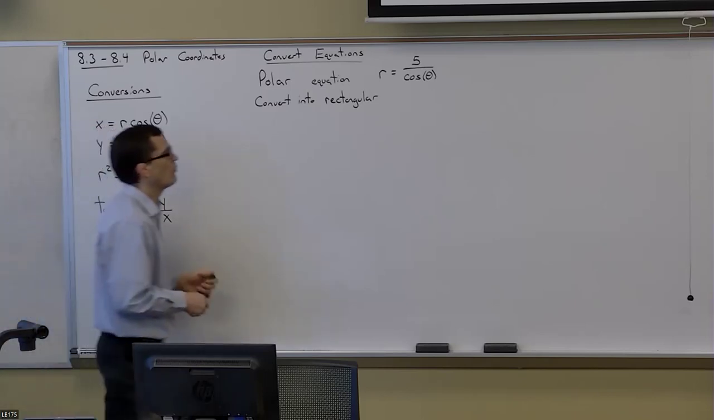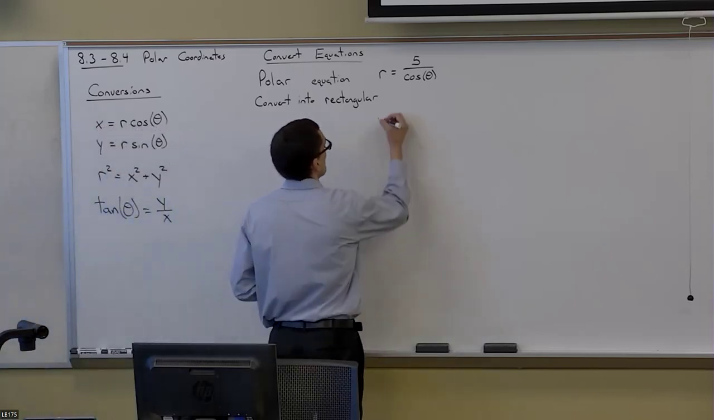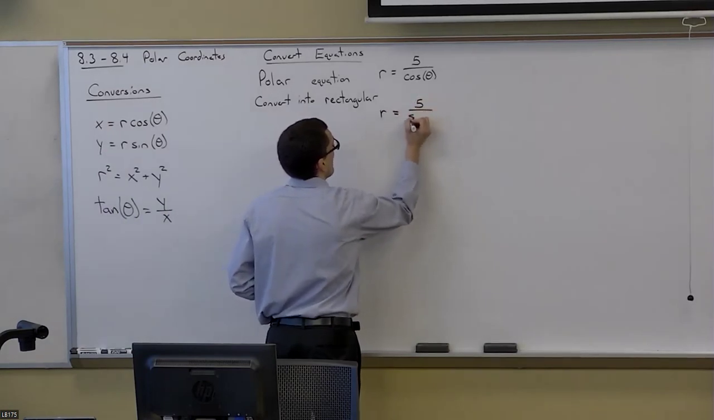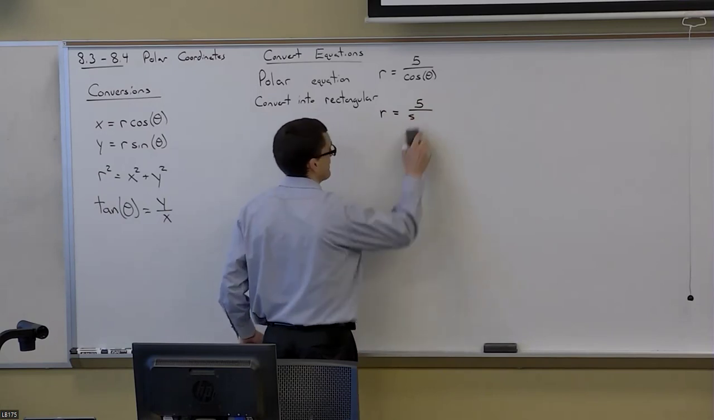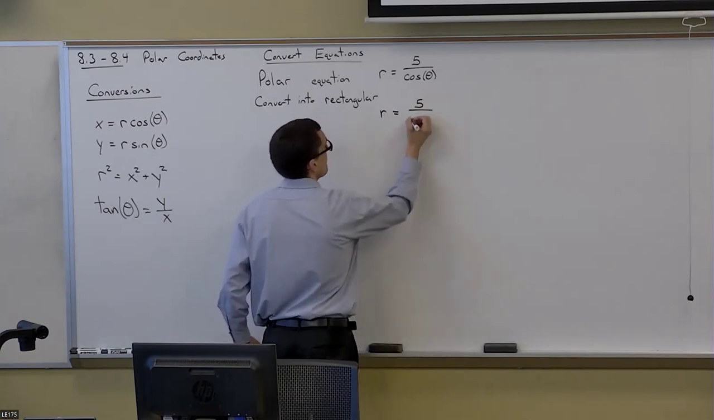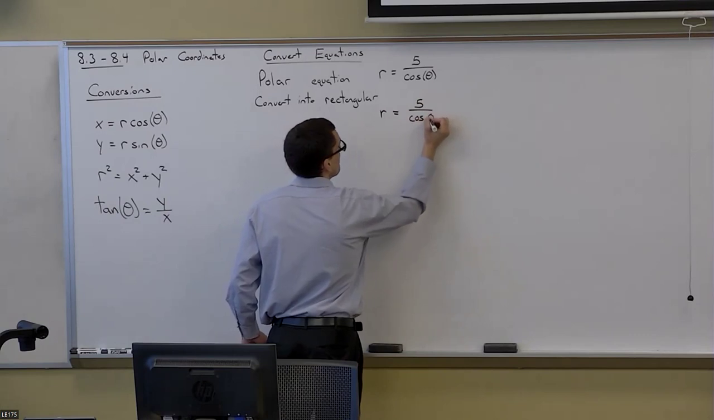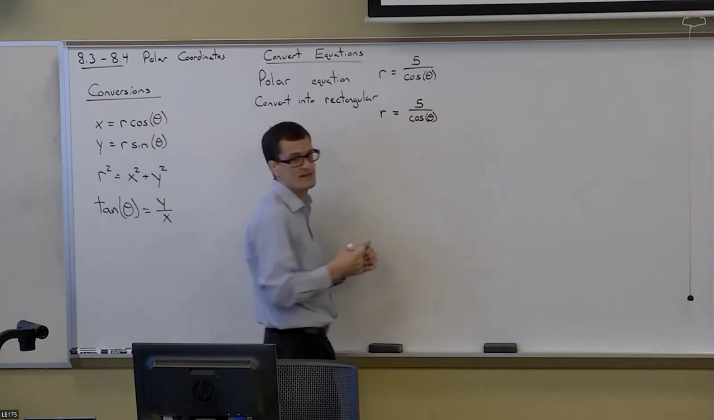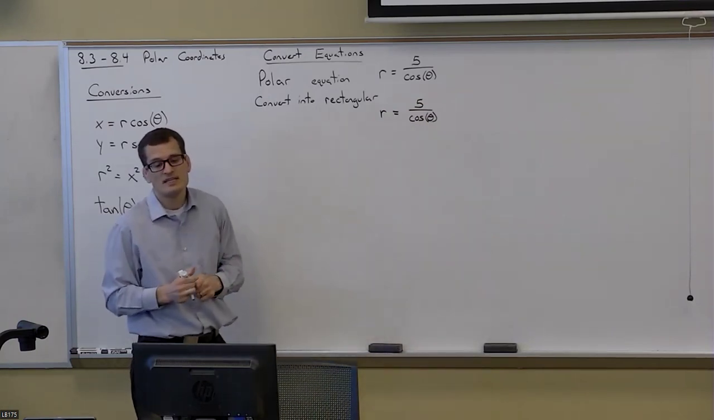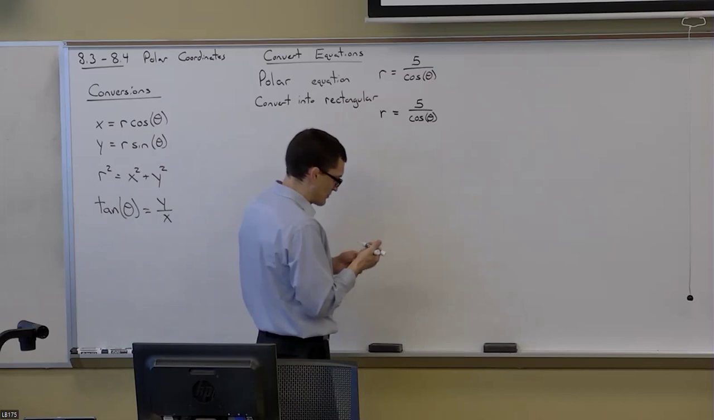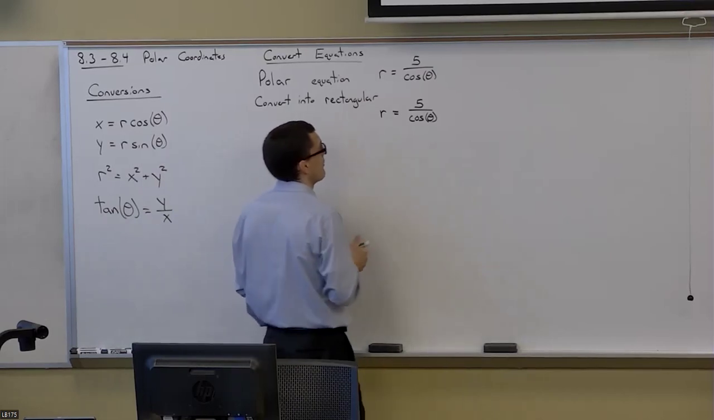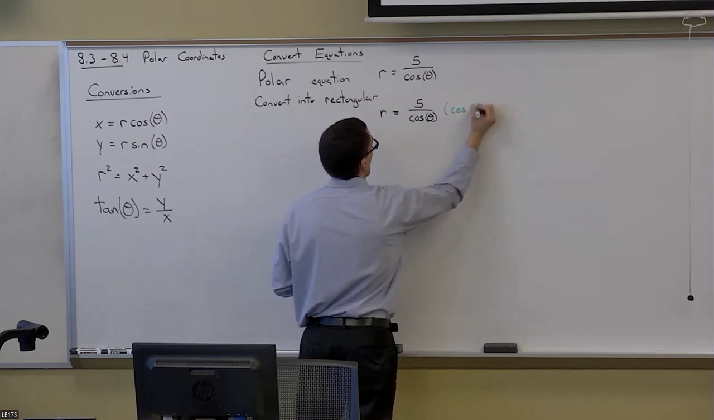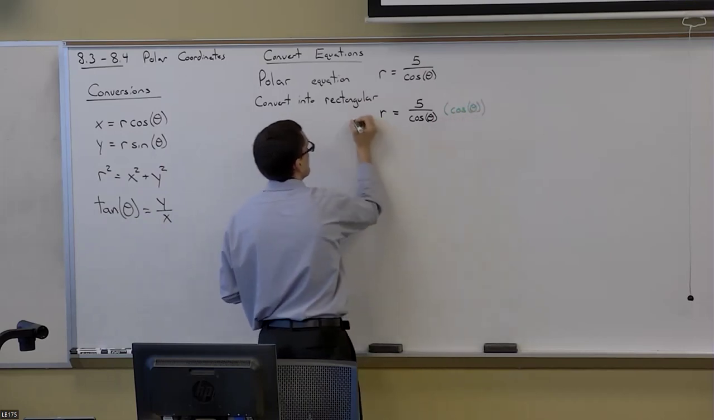So what I would like to do is manipulate my equation so I get r times sine or r times cosine. In this case, that's pretty straightforward. All I have to do is multiply both sides by cosine of theta.